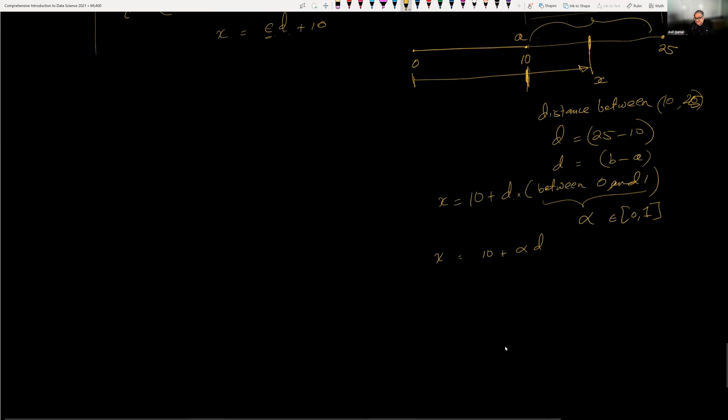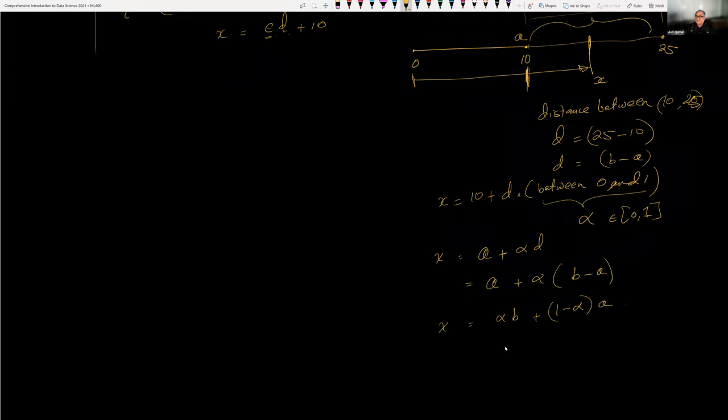But what was D? Now I can replace this 10 with the real value, which was A, to generalize it: A plus alpha D. So what is D? B minus A. And so this equation becomes alpha B plus 1 minus alpha A, right? So any arbitrary point can be written like this. Am I making sense? I'm just rearranging the terms.